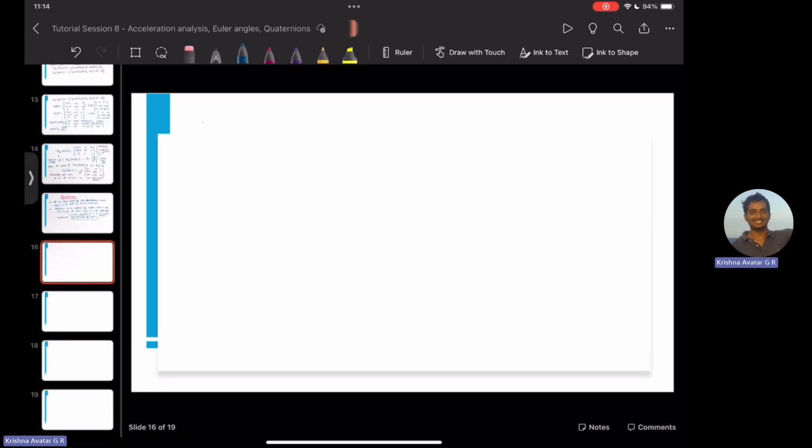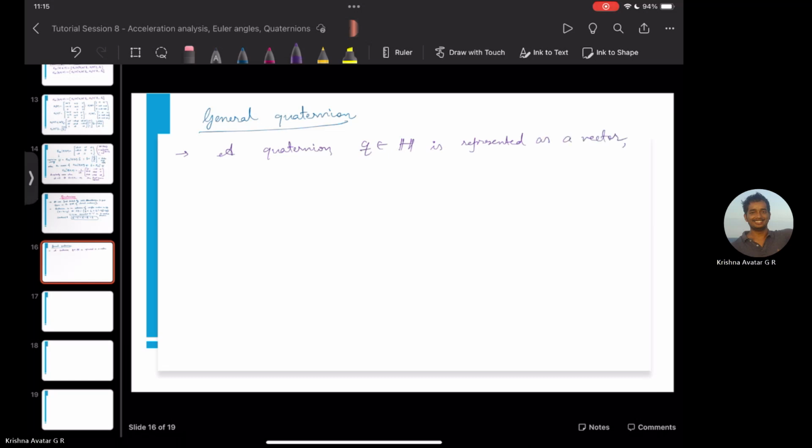Now, generally, how do we define a general quaternion? A quaternion q vector is an element of H. H is the Hamiltonian space, if you can call it that. It can be represented as a vector q equals q naught, q1, q2, q3 transpose, and in short form we have q naught and q vector 1:3.